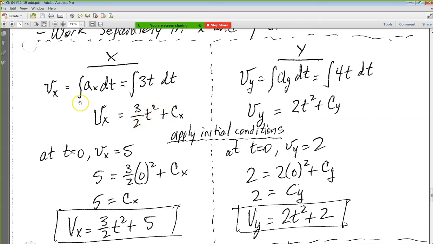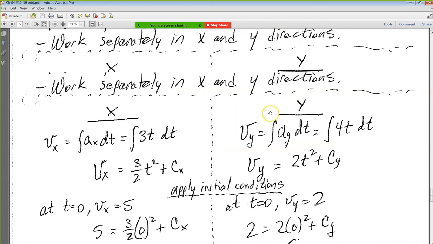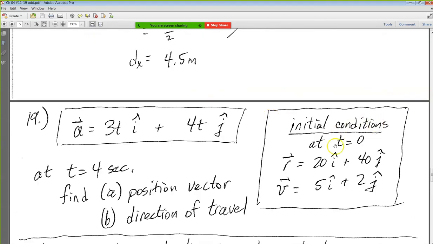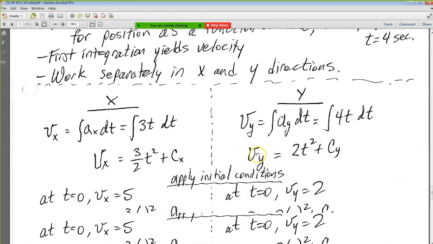But remember, if I had started with this velocity equation and there was some constant here, when I take the derivative of it, that constant would completely disappear. And so there's no way I can know what that number is if this is the only information given to me. But that's not true. They have given me the initial conditions. So with this information right here, I'm going to be able to figure out what that constant number is.